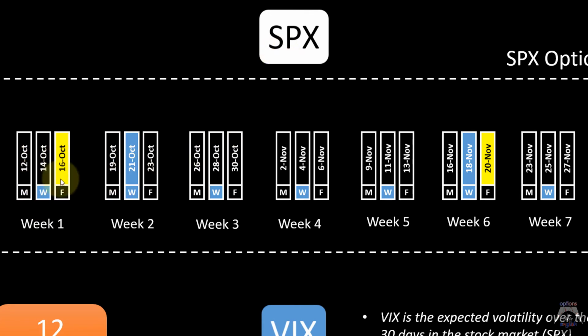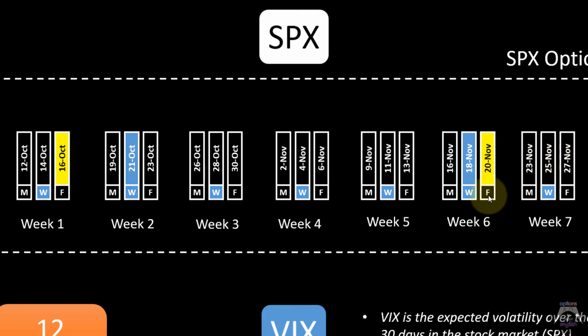16. Now 16 in yellow is a standard SPX expiration. The next standard SPX expiration is the 3rd Friday of the next month, which would be November. This is the first one, second one, third one. So November 20th is the next SPX standard expiration. So that is the SPX option in its standard expiration.